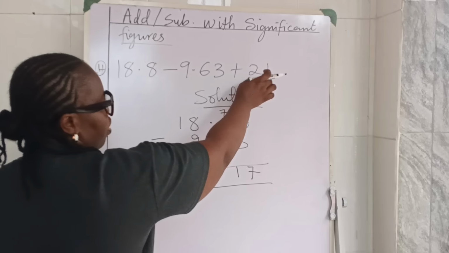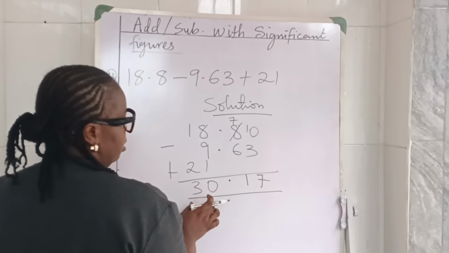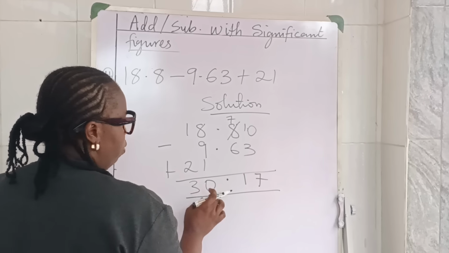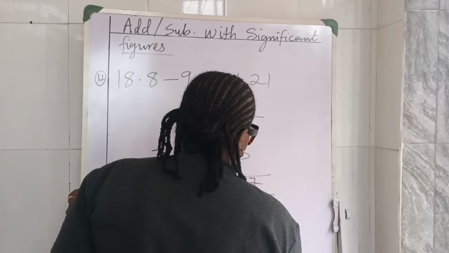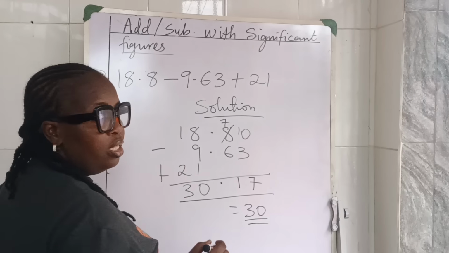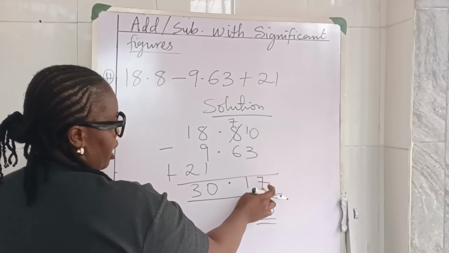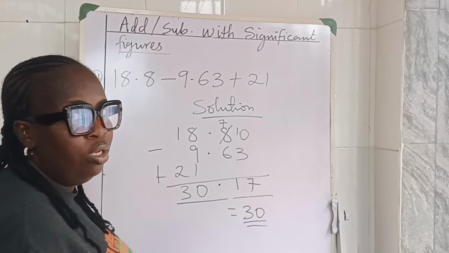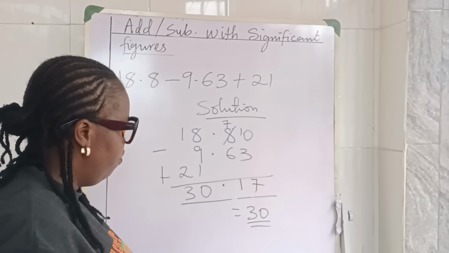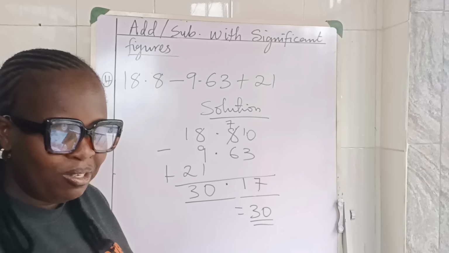But because we have a whole number, our answer will remain as a whole number. So our final answer is going to be 30, because the neighbor is 1 and this is 7. Even if you have 30 here, it's not going to change because it's still below 5. Right?